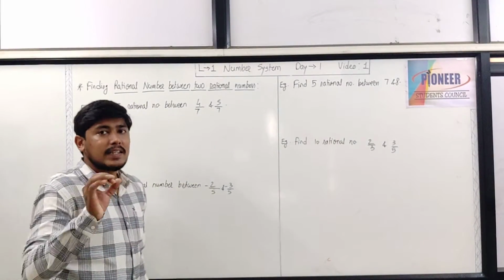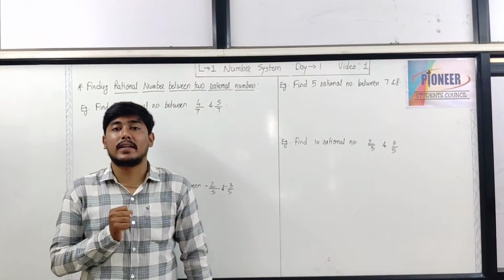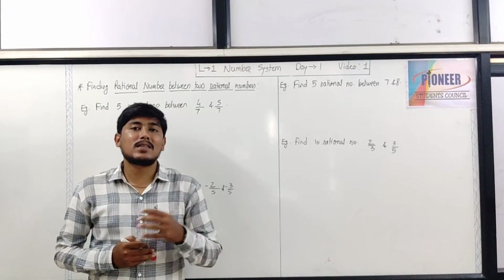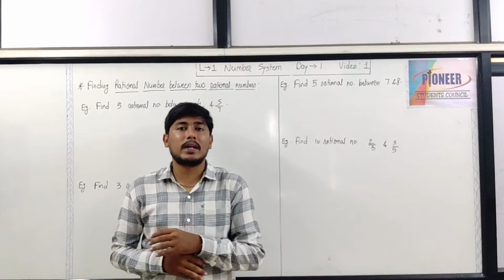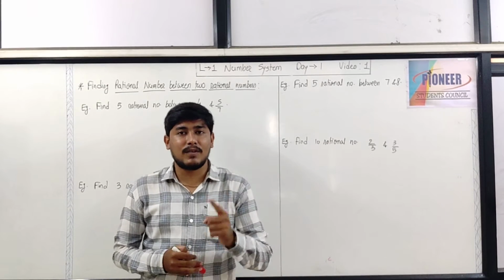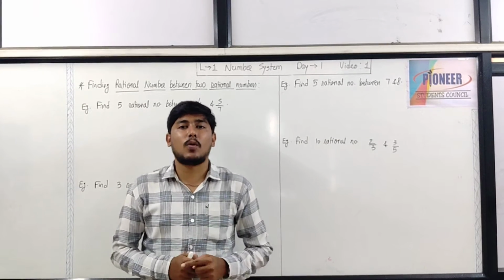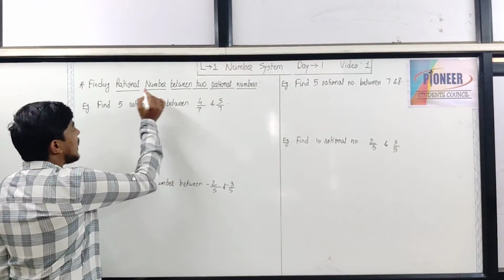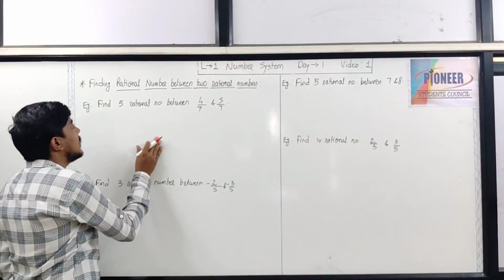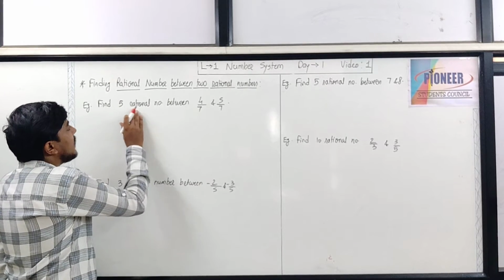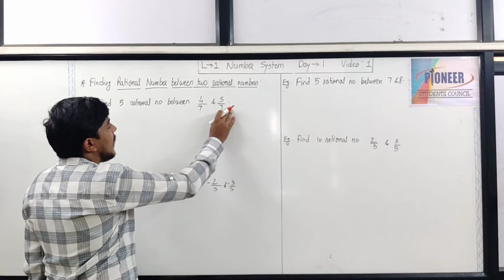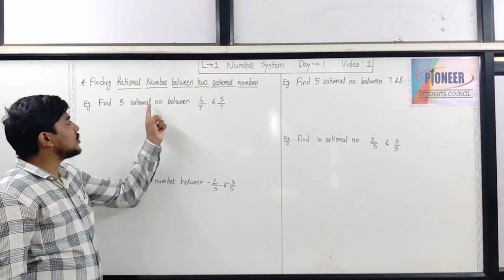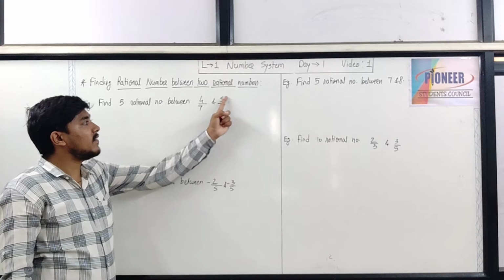See guys, this concept we have already learned in the earlier standard, to find rational numbers between two rational numbers. But there are some more questions based on this topic in NCERT exercise 1.1. So let's revise this topic again. Okay? Let's have a look. Finding rational numbers between two rational numbers. Find 5 rational numbers between 4/7 and 5/7.